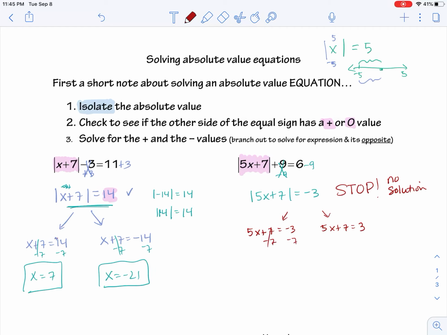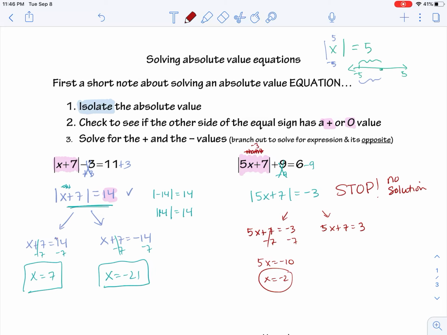If we solve this, we're going to get that x is equal to negative 2 on this side. I'm going to plug that in for you, and you're going to see that it does not work. If we plug in negative 2, we're going to get negative 10 plus 7, which a lot of you know is negative 3.